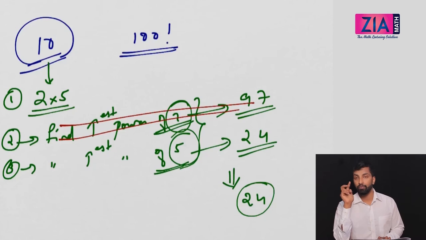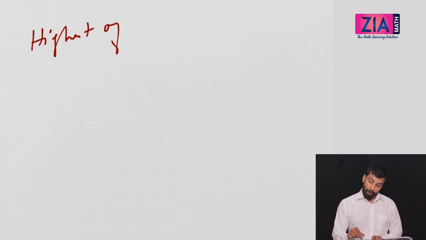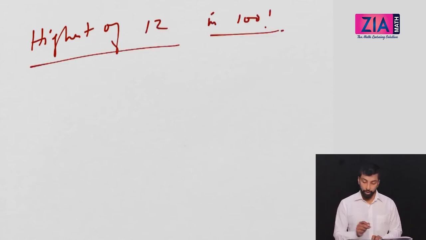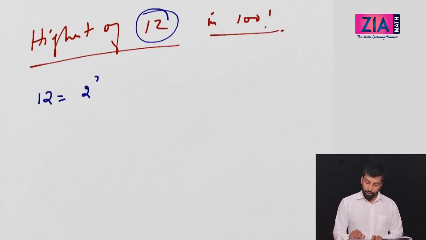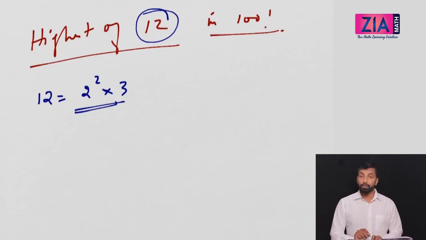So what have we discussed? We have discussed the highest power of a prime number in a factorial and the highest power of a composite number in a factorial. Now, if I ask you the highest power of 12 in 100 factorial, what do you do? 12 is a composite number. So you write 12 as 2 square into 3, right? So you prime factorize like this, right?